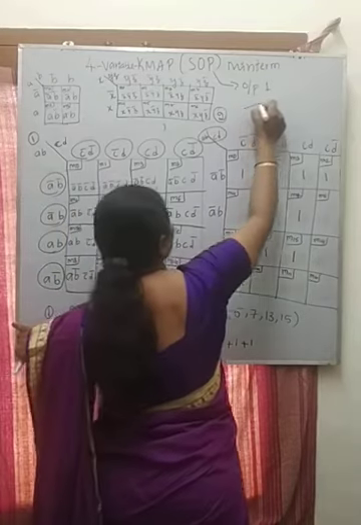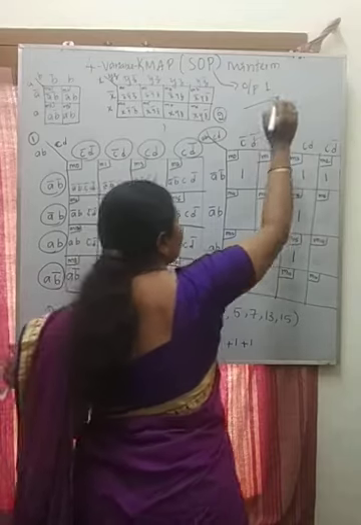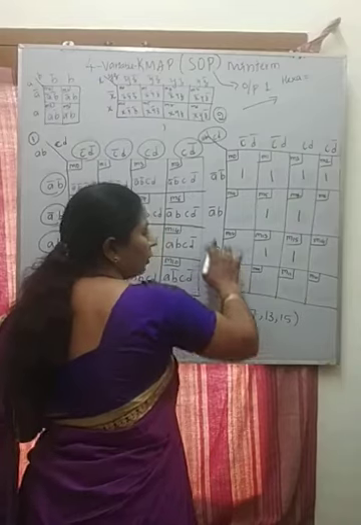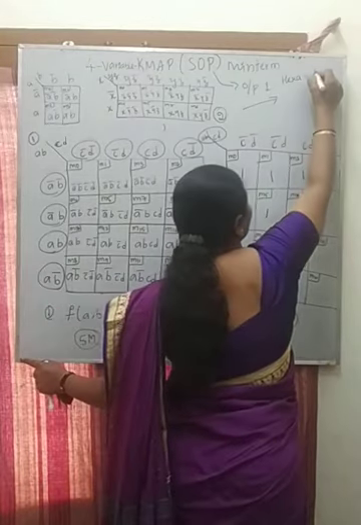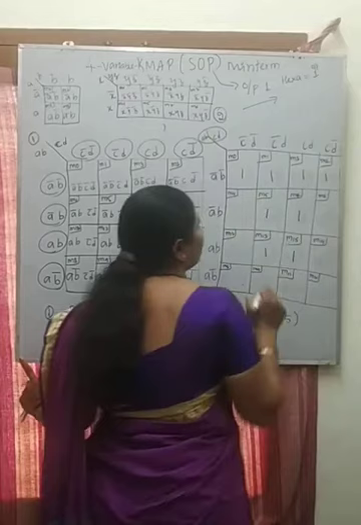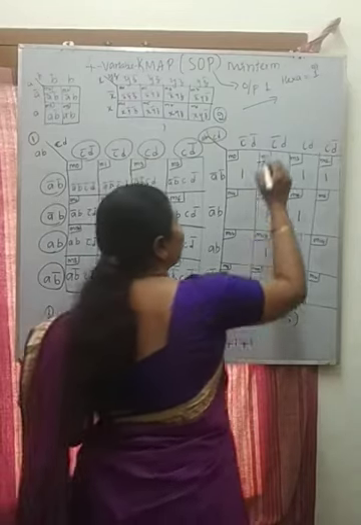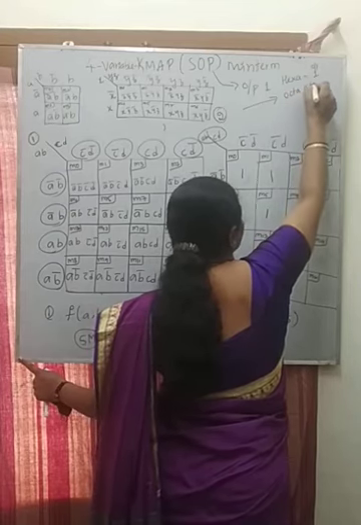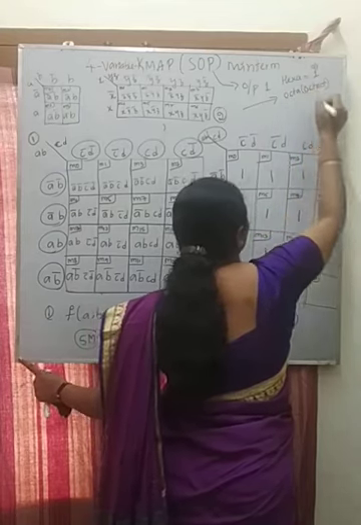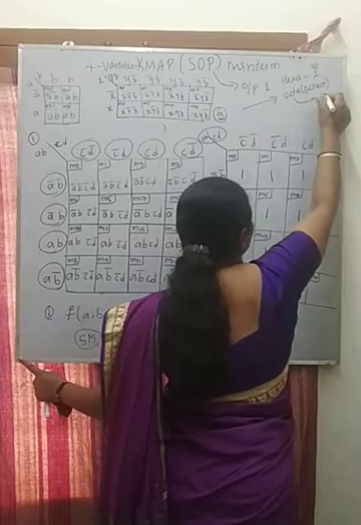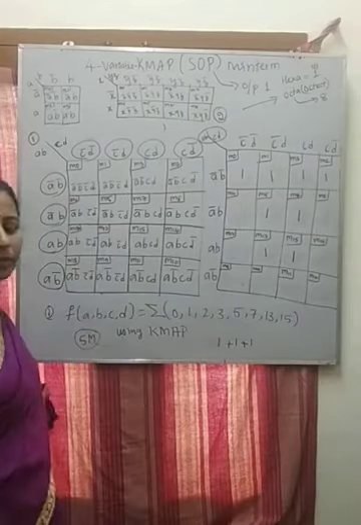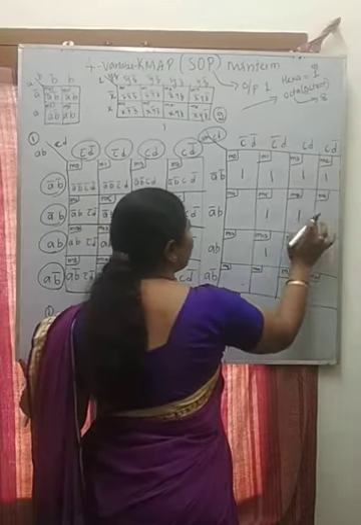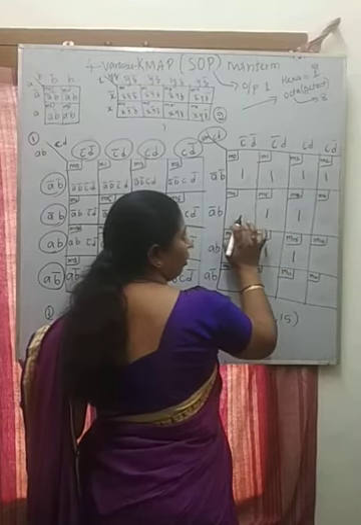In your 4 variable map, the maximum group is hexa, when all the cubes are present. When all the cubes are present, you will get the standard output 1. The second maximum group is octa or octet, that is with 8 adjacent cells. That means 1, 2, 3, 4, 5, 6, 7, 8. This is one of the octa.